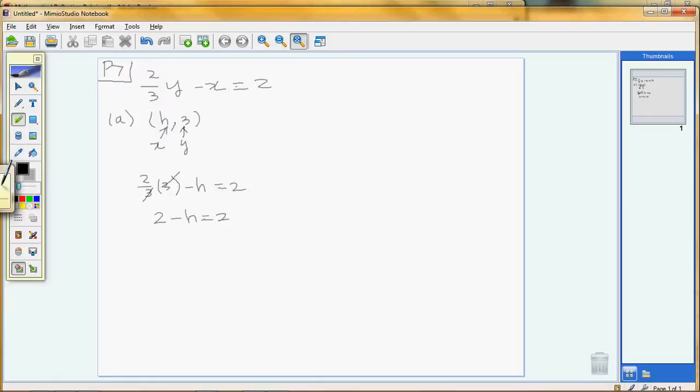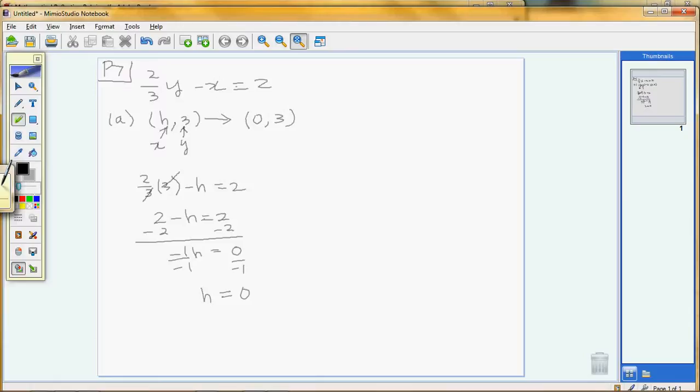And what can we do here? We can subtract 2 from both sides. So we have negative h equals 2 minus 2, which is 0. Negative h means negative 1 times h, so we divide by negative 1. So h equals 0. Right? So now we know x is 0 because h equals 0.